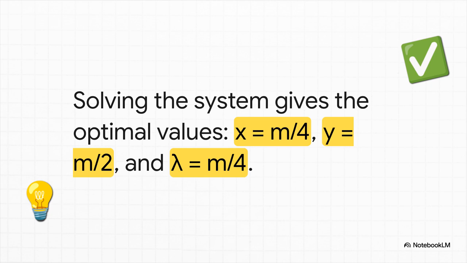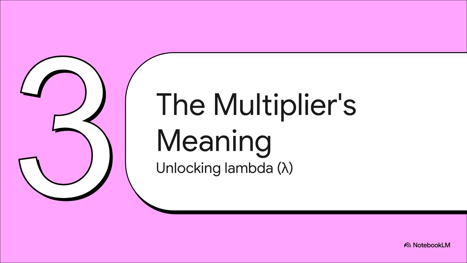But wait a second. Look what else popped out. We got a value for lambda. And let me tell you, that little guy is way more than just some mathematical leftover. It's actually one of the most powerful insights of this entire method. So what's the deal with this multiplier, lambda, anyway?